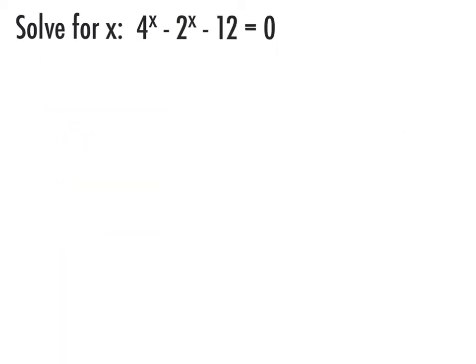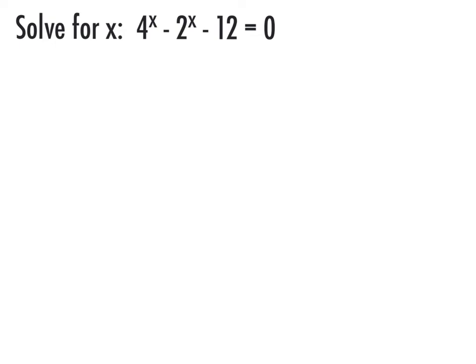Let's take a look at one more exponential equation. So I have 4 to the x minus 2 to the x minus 12 equals 0. That kind of reminds me of a quadratic equation. We're going to bring that back in just a moment. But I have my x's as exponents here, which if I just had one, I know what to do with that, but now it's in two places. They don't have the same base. What am I to do?